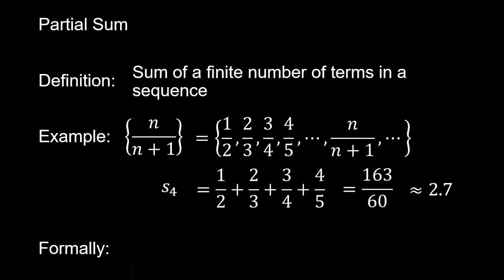So formally, S sub n, where n is the number of terms that we're going to add up, is going to equal the summation of our sequence, where we're going to cycle i through 1 up to our n value. So in this case, this n up here is going to be the number of terms that we're going to add up. You can see that's what the 4 is here. That's going to be your n value in this one.